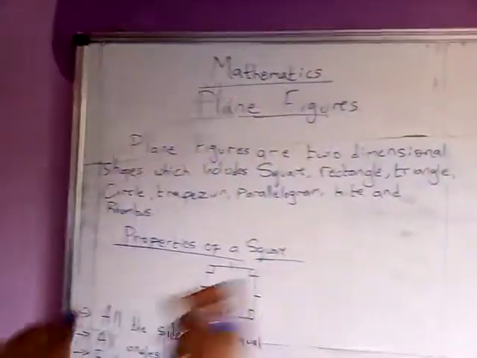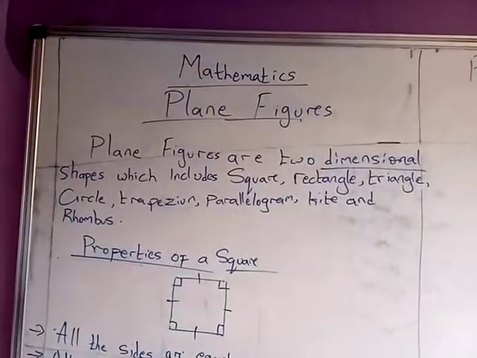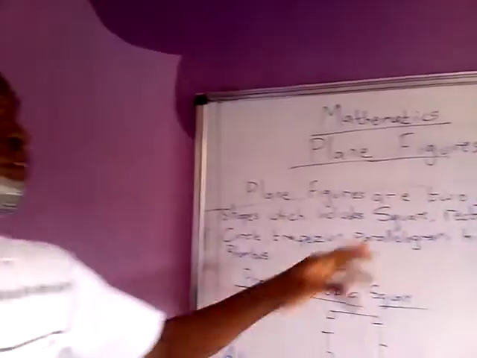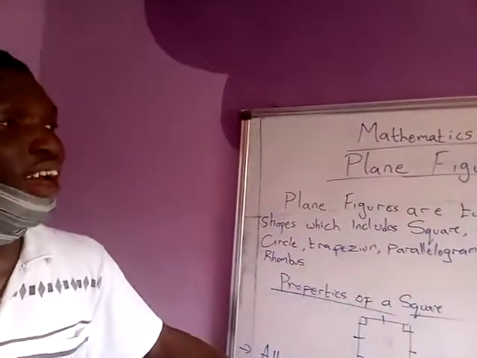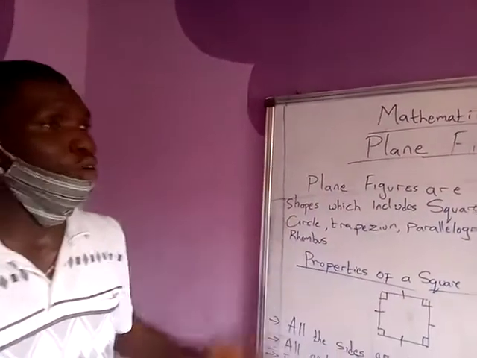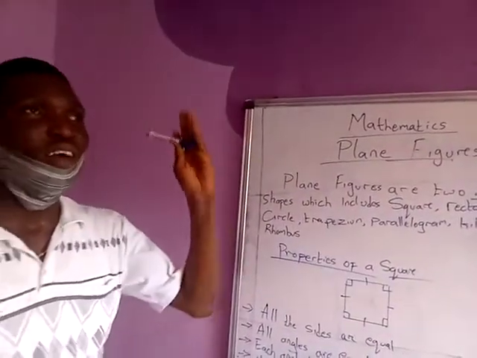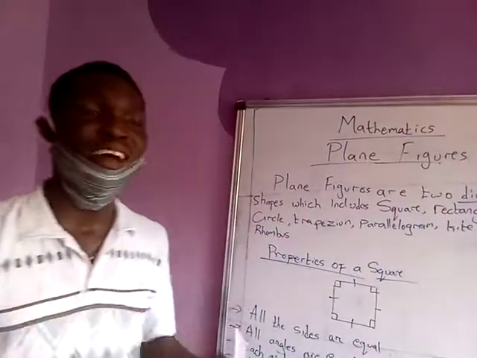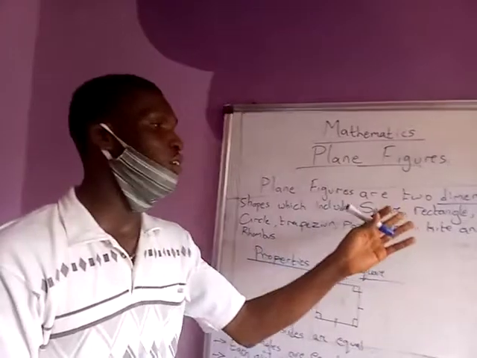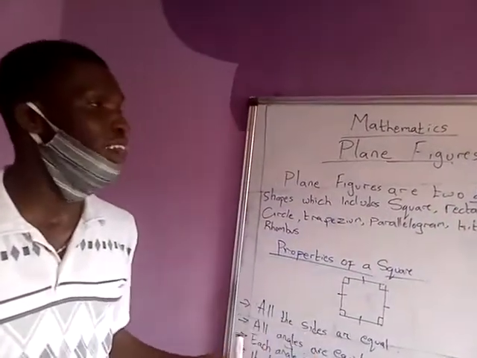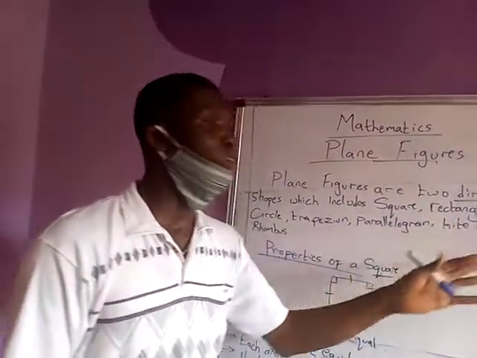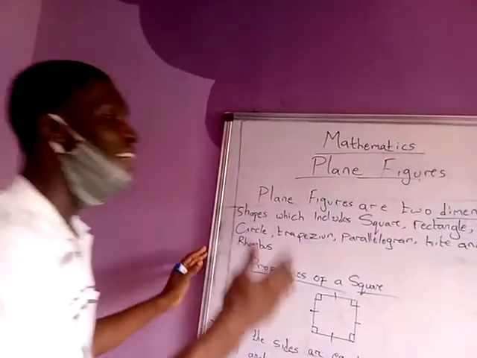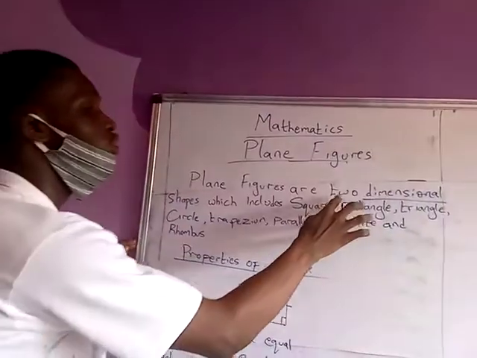When we say plane shapes are two-dimensional shapes, what do we mean by the word dimensional? Each one of these shapes has what we call the base and the height. A square has height and base. A rectangle has height and base too. In the rectangle they call it length and breadth, but it's the same thing, the height and width. The triangle also has its own height and width. Each one of these shapes has height and base.